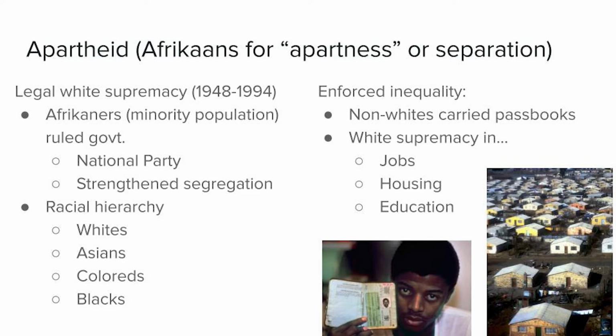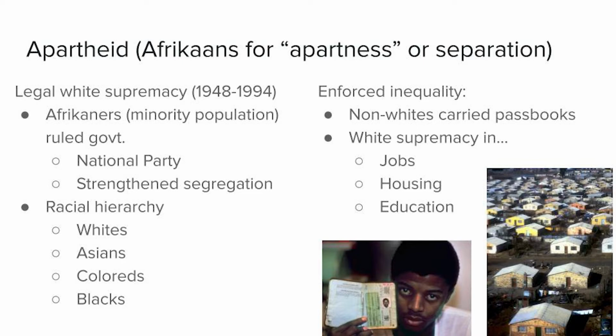Apartheid and the National Party strengthened segregation throughout South Africa, creating a specific racial hierarchy in South Africa, with whites at the top and Black Africans at the bottom. But there were groups in between. Asians occupied a particular category within the racial hierarchy of apartheid, as well as a group known as coloreds.